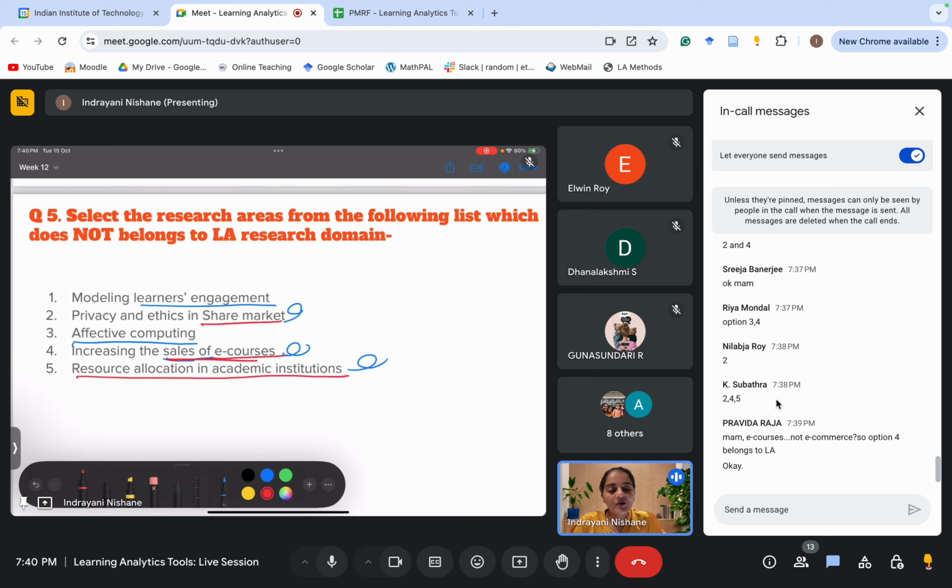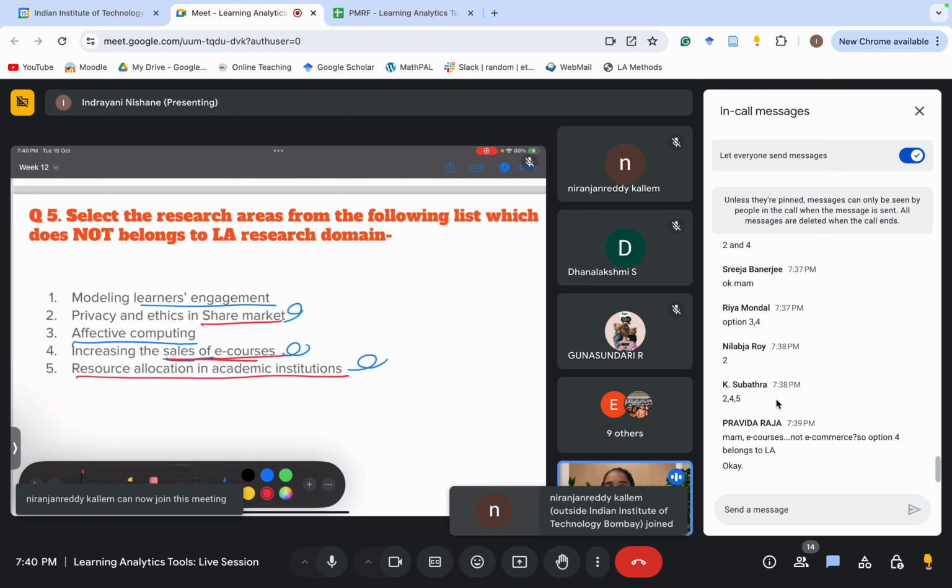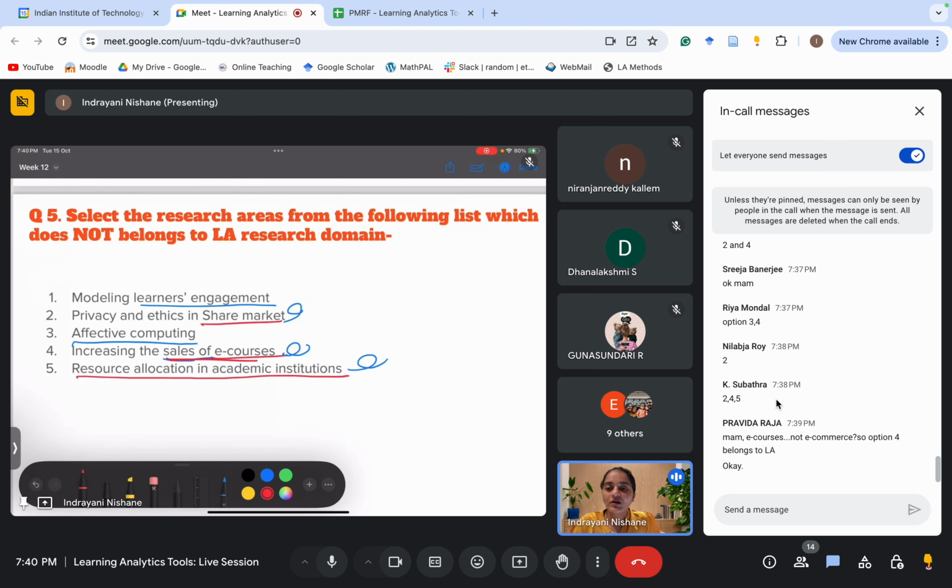So we are talking about sales, which is more of resource allocation of academic institutions. So it will be part of academic analytics and not learning analytics, right? When we are dealing with profit making through learning environments, then that becomes part of academic analytics and not learning analytics. So if the question would be related to academic analytics, then this resource allocation and sales of e-courses, all this would have been part of academic analytics. But now we are talking about learning analytics. So this is not part of learning analytics, this is not part of learning analytics, and resource allocation is also not part of learning analytics. Okay?